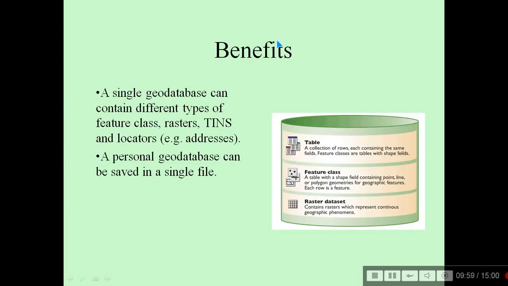And what are the benefits? We have tables, we have feature data sets, and raster data sets. This is a single geodatabase containing different types of feature classes, rasters, strings, and locators in a single, you can say, bucket. A personal geodatabase can be saved in a single file.